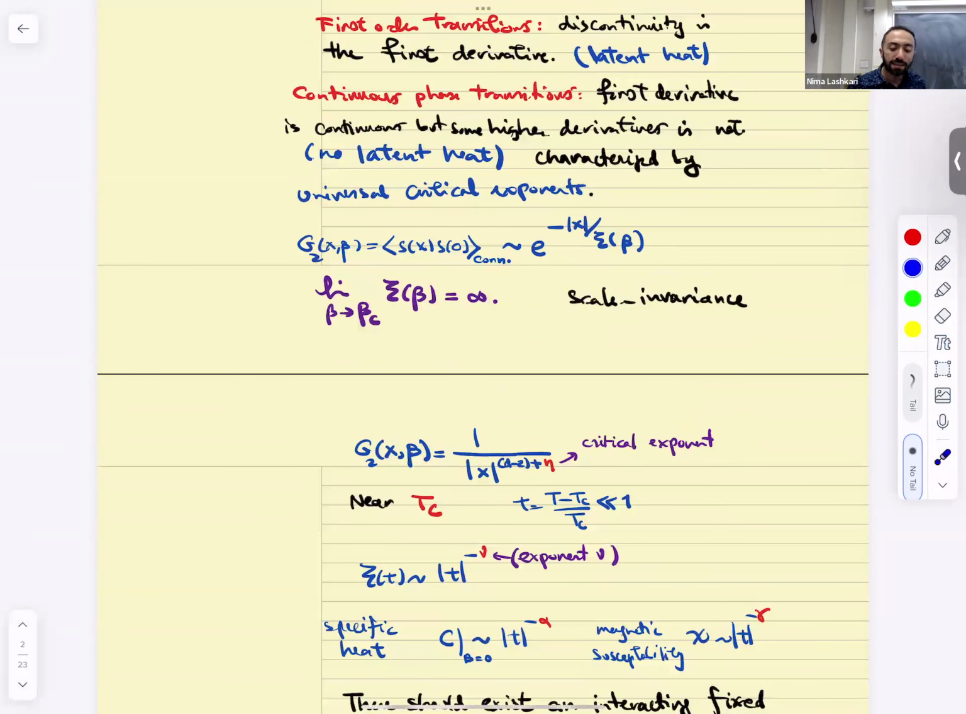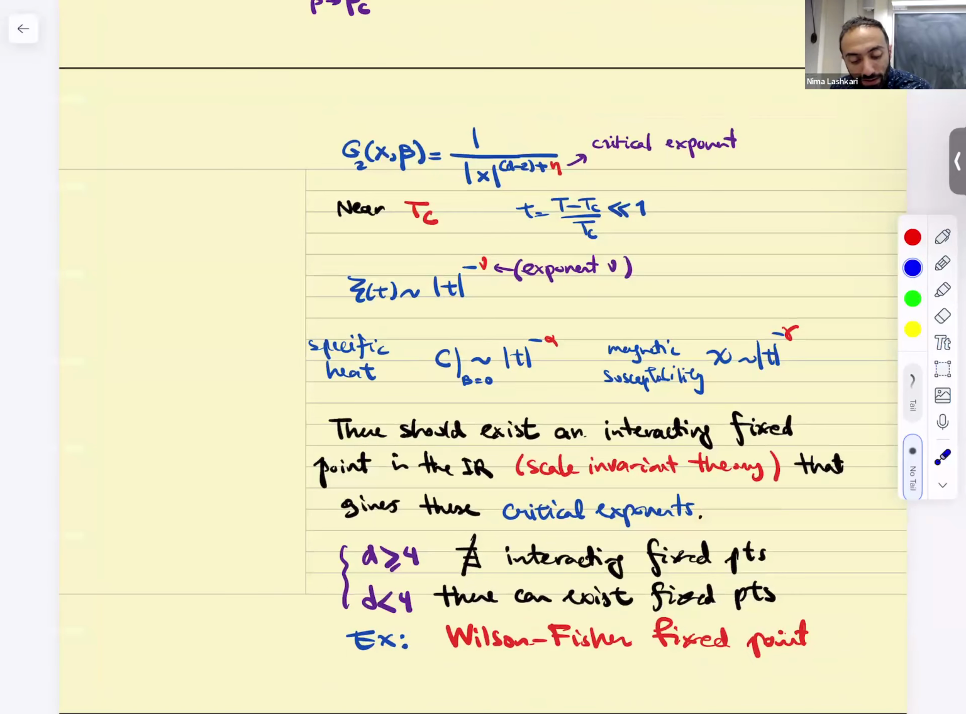So this goes hand in hand with that. The theory at this scale is scale invariant because the correlation length has gone to infinity. There's no other length in the problem, so it has to be scale invariant. The only expressions you could write down will be just dimensional analysis of these. It will have to be power law, right?